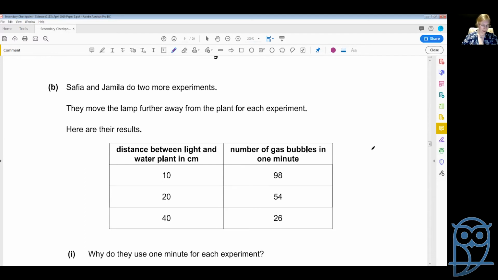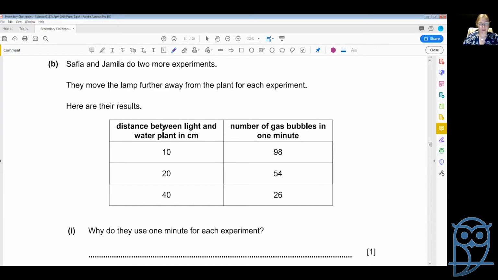So B says Sophia and Jamila do 2 more experiments. They move the lamp further away from the plant for each experiment, and here are their results. So we have the distance between the light and the plant. So here the light is close to the plant. Here it's further away and even further away. So here you could see it made lots of gas bubbles, it made less gas bubbles, and even less gas bubbles.